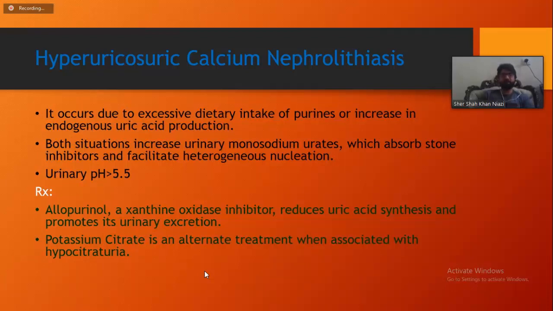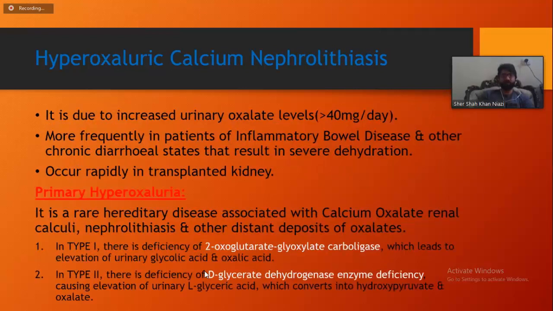Hyperoxaluric calcium nephrolithiasis is due to increased urinary oxalate levels greater than 40 milligrams per day. It is more frequent in patients with inflammatory bowel disease and other chronic diarrheic states that result in severe dehydration. Primary hyperoxaluria is a rare hereditary disease associated with calcium oxalate, hypercalciuria, urolithiasis, and other distal deposits of oxalates. So we will have oxalate stones in the renal parenchyma.